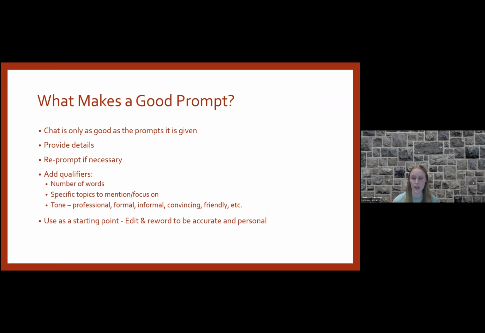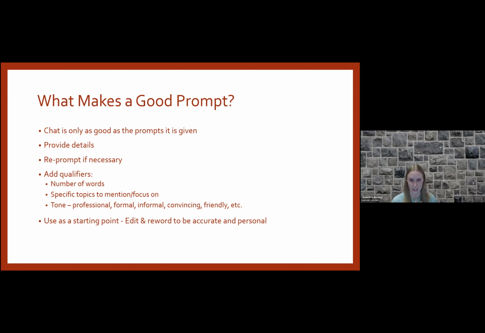It's an ongoing conversation. You can actually refer back to the answer it just gave you and continue to add additional qualifiers. Some of the most common qualifiers I see are number of words. So you can ask chat to say, limit this to 400 words or whatever is relevant. You can also ask it to focus on specific topics or specific skills or experiences. And you can actually ask it to adjust its tone. So you can ask chat to be more professional, more formal or informal, convincing, friendly, impressive, whatever tone you'd like it to focus on.